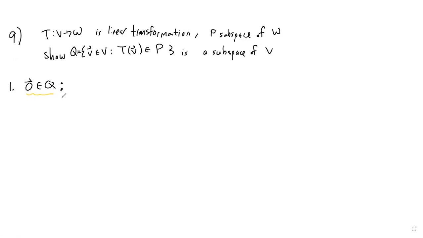The property of being in Q is that it's in there as long as it maps into P. So we should see where it maps to. T of 0, well, because this is a linear transformation, it does have to map to 0. That's actually problem 7 in the homework. So T of 0 has to map to 0 in W. And I know that 0 is in P because P is a subspace. And so by this definition of Q, because 0 maps into P, that means that 0 is actually going to be in Q.